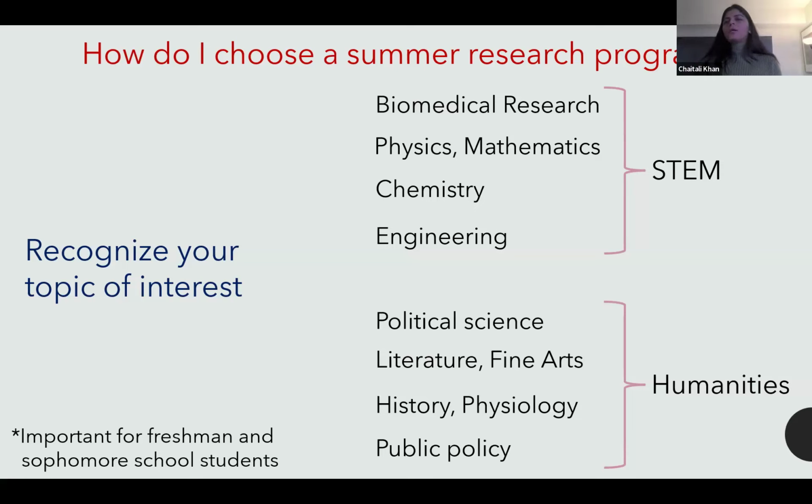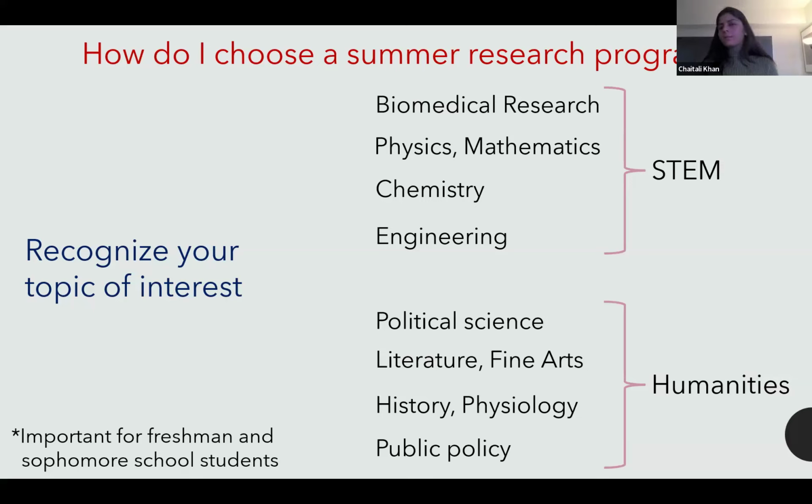So how does one choose a research program, especially a school student who is still in their formative years? They're recognizing what they really like and what they really don't like. There are different topics where people actively pursue research. For example, STEM topics, which comprise biomedical research, physics, maths, chemistry, and engineering. Whereas there are other topics one might be interested in, which is humanities, which has political science. People do internships in literature, fine arts, history, philosophy, and even public policy.